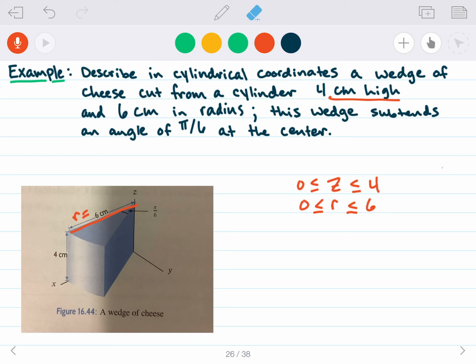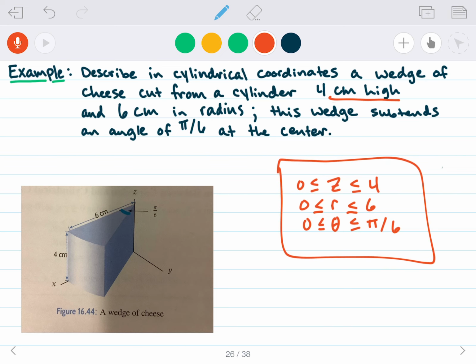And theta, we can see from the picture that this maximum theta right here is pi over 6. So for this figure, we're going to have theta varying from 0 to pi over 6. And that's how we can describe this region in cylindrical coordinates.